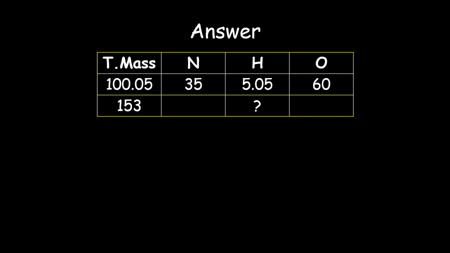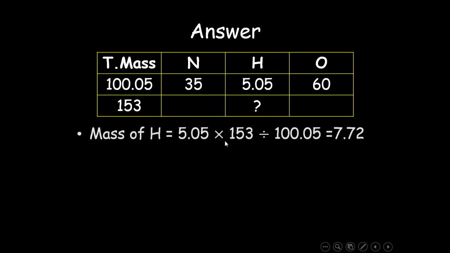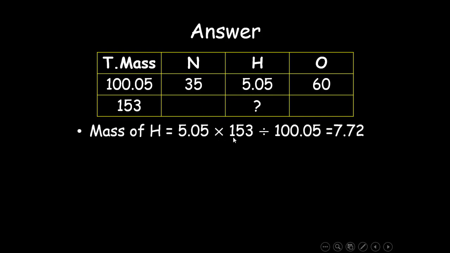The answer. The total mass of the first sample is 100.05, where nitrogen was 35, hydrogen 5.05, oxygen 60. The total mass of the next sample is 153, and we want to find out the hydrogen in it, and it's going to be a cross multiplication. So 5.05 times 153 divided by 100.05 equals 7.72 grams. So the answer is A.